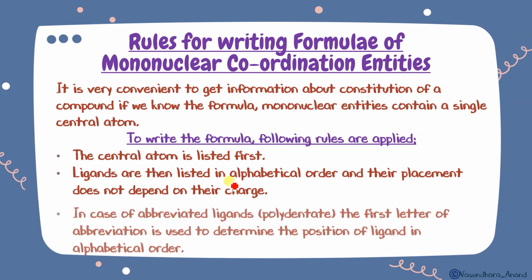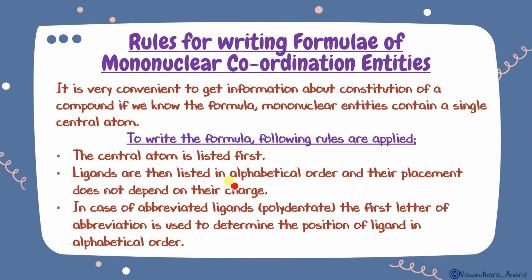In case of abbreviated ligands like polydentate जो भी होते हैं, like glycinato, EDTA, ethylene diamine, for that we need abbreviation. We write abbreviation. The first letter of the abbreviation is used to determine the position of the ligand in the alphabetical order. Like for pyridine we use PY, for glycinate we use GLY, for oxalato we write OX. So the first letter will decide the alphabetical position.